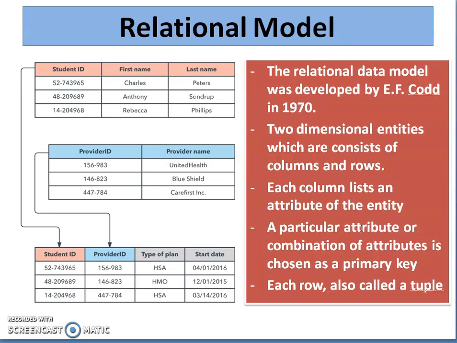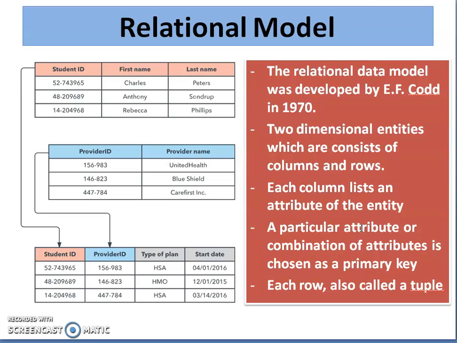Now let us talk about the relational model, the third category. The first we saw was hierarchical, second was network, and this is the relational model. The relational model was developed by E. F. Codd. He was a statistician and he developed this particular model in 1970.